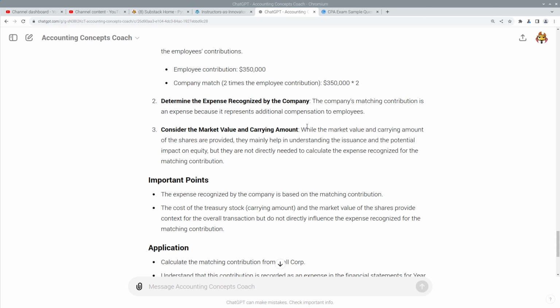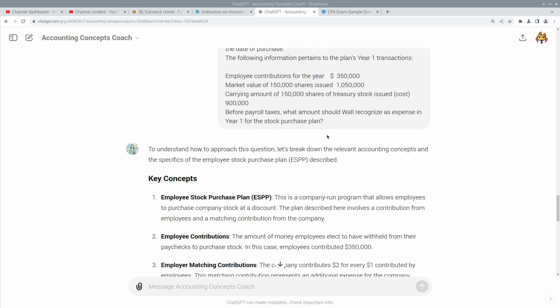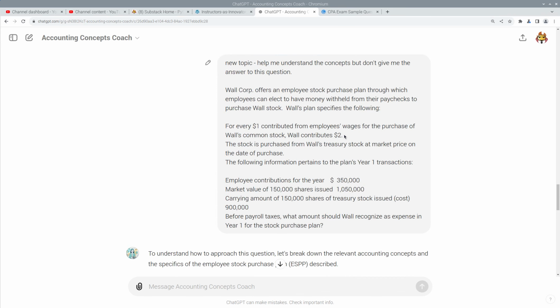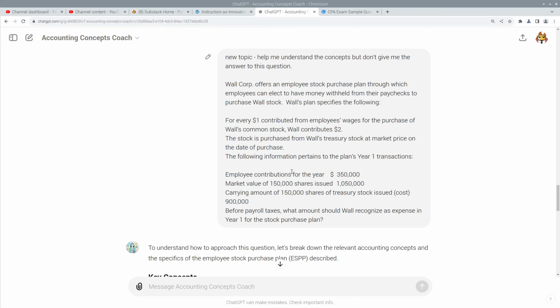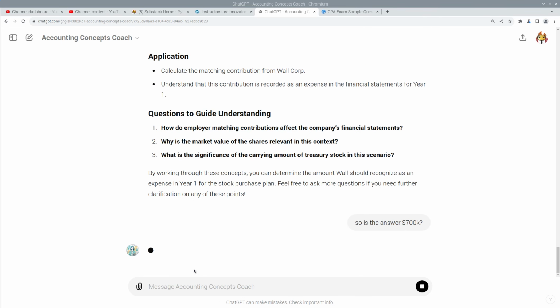So to me, I think the answer to the question of what should Wall recognize as expense in year one is probably their contribution of $2 for every $1. So it'd be $700,000. So I'm going to say, is the answer $700K? And we'll see if it says yes. And then we'll check the actual answer.